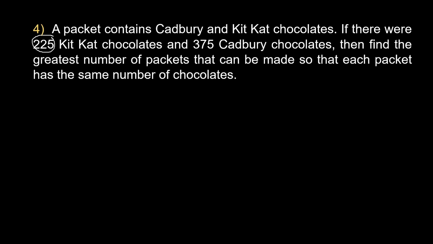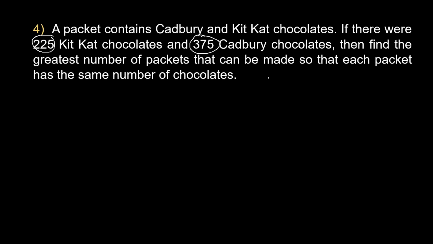If there were 225 Kit Kat chocolates and 375 Cadbury chocolates, then find the greatest number of packets that can be made so that each packet has the same number of chocolates. So here there is a packet of chocolates in which there are 225 Kit Kat chocolates and 375 Cadbury chocolates. Now we are told to find the greatest number of packets that can be made so that each packet has the same number of chocolates.